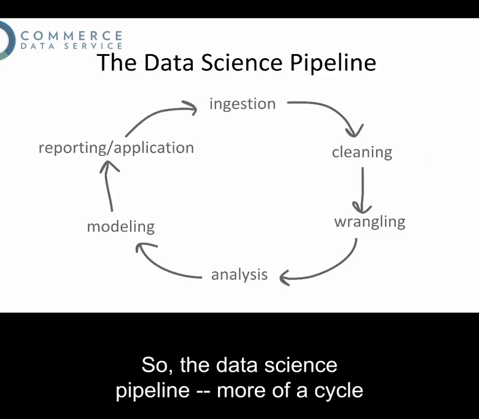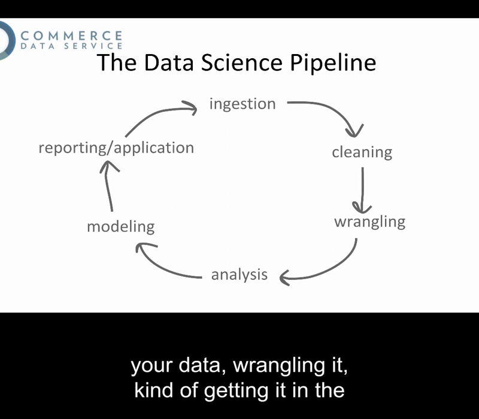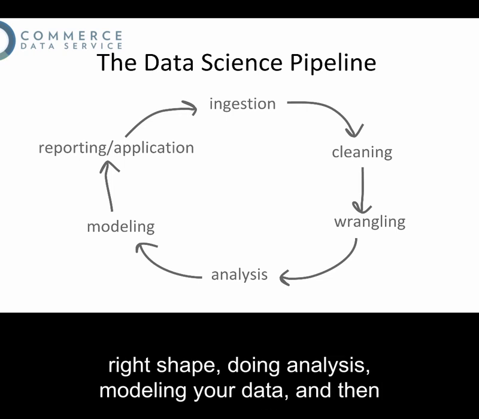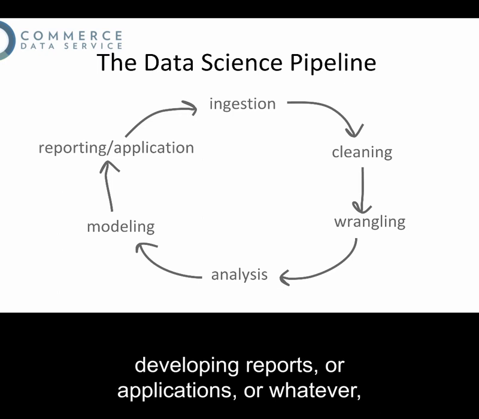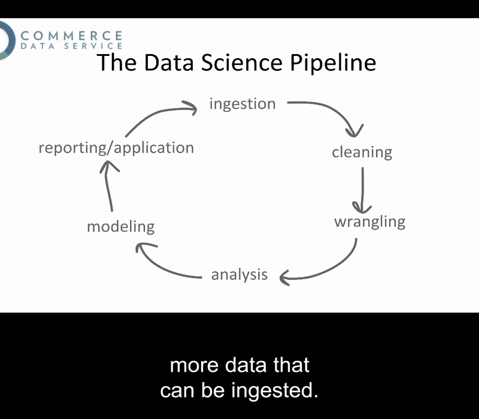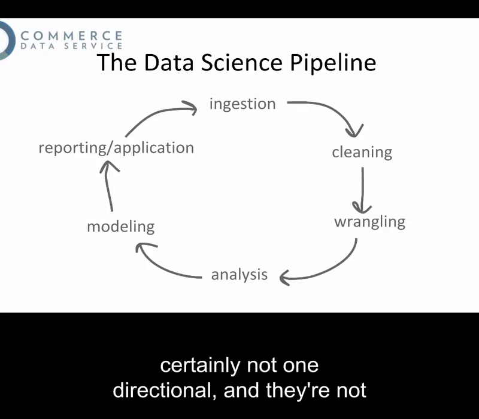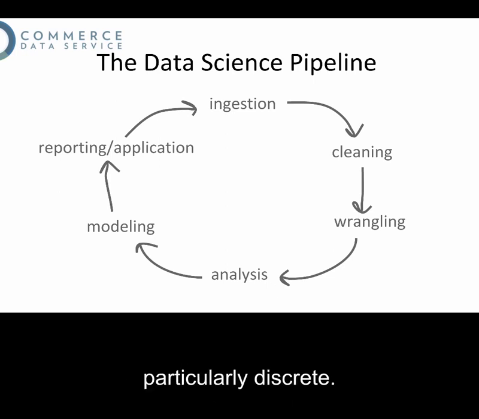So the data science pipeline, more of a cycle, begins with that ingestion phase, cleaning your data, wrangling it, getting it in the right shape, doing analysis, modeling your data, and then developing reports or applications, and then closing that loop so that that last step results in more data that can be ingested. So the steps in the data science pipeline are certainly not one-directional, and they're not particularly discrete.